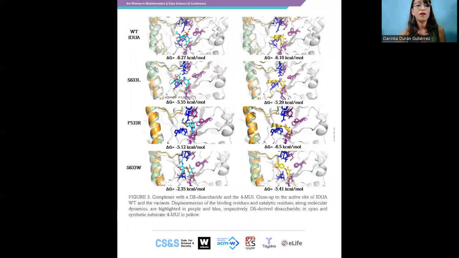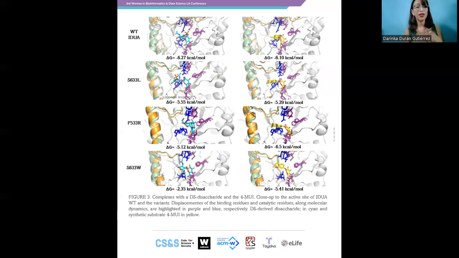Complexes with a dermatan sulfate-derived disaccharide were obtained for all the evaluated structures, with a binding delta G that can be associated with the corresponding phenotype for each variant, where a higher binding energy implies a lower affinity of the complex, which correlates with a worse phenotype.